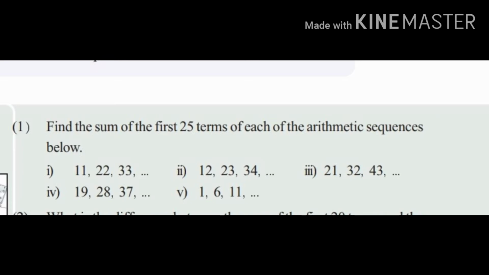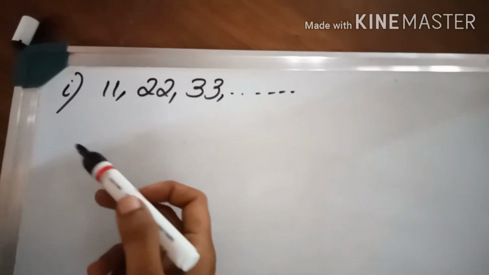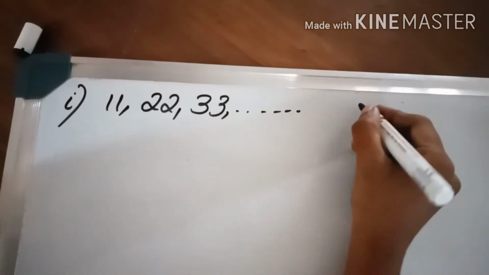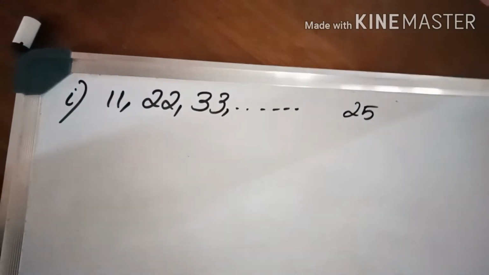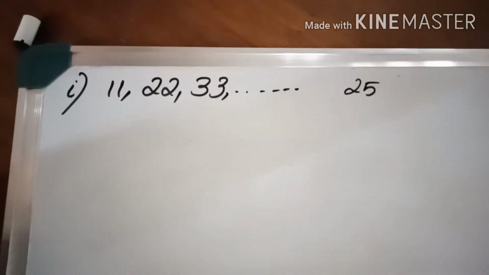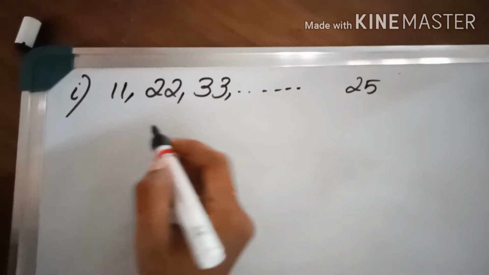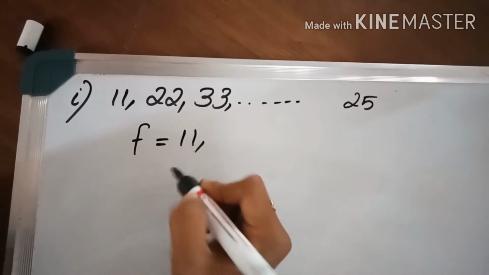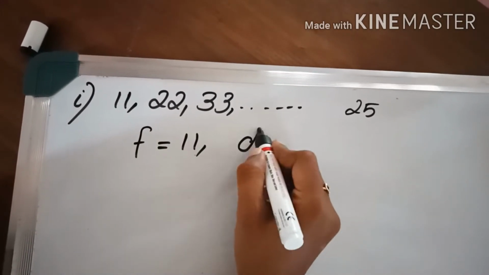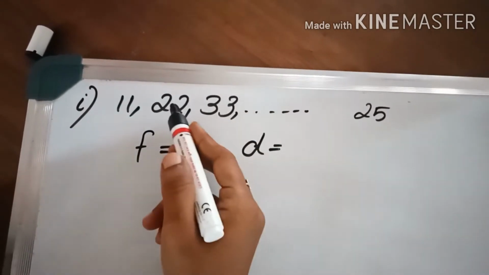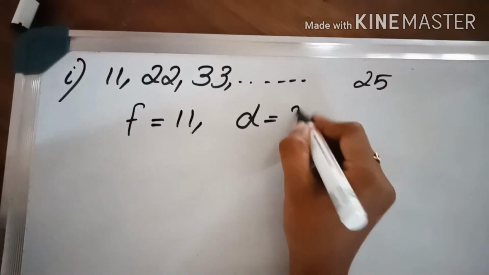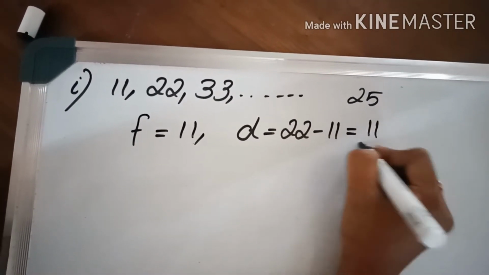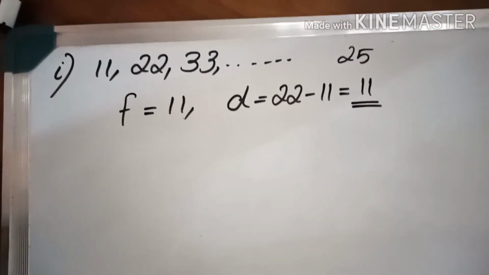So let's do the first sub-question first. The first sub-question is 11, 22, 33, etc. Here we need to find the sum of the first 25 terms. First of all, write the given things. The first term, f, is equal to 11. Then the common difference, d, is equal to the second term minus the first term, that is 22 minus 11, which is 11. 11 is the common difference.